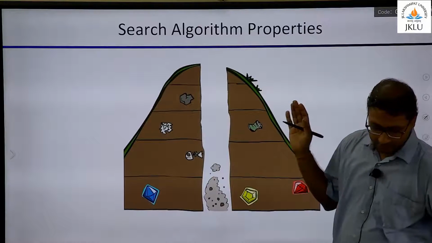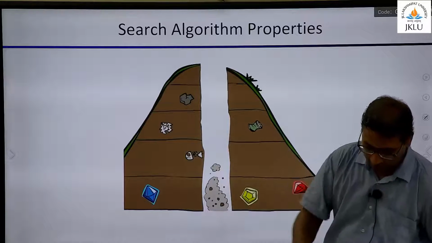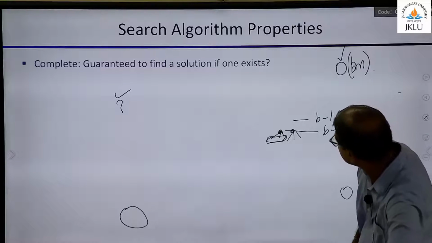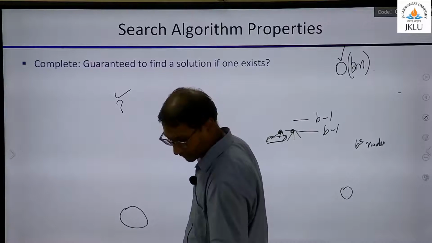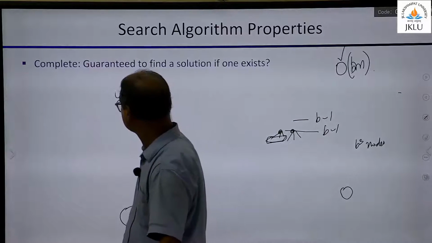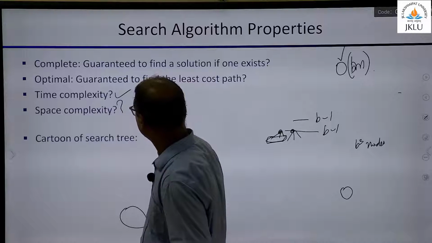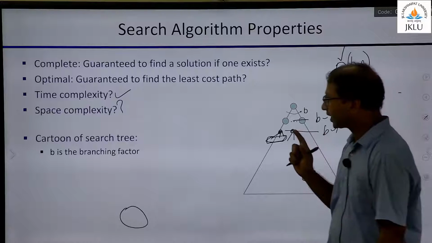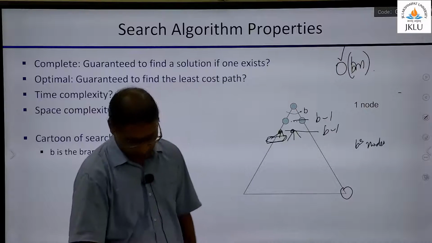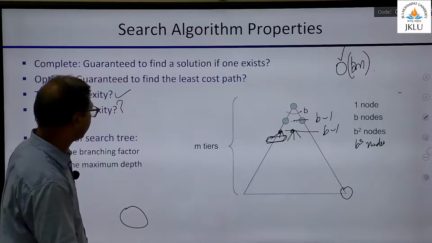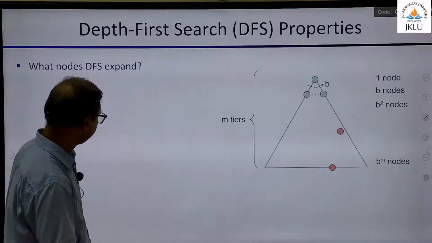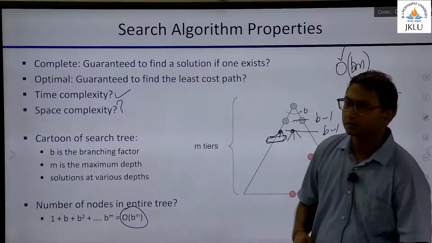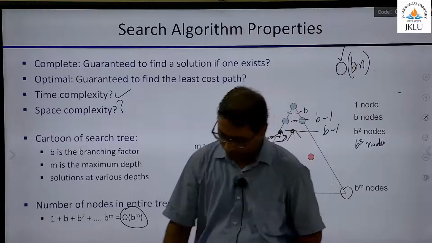So in the last class we had talked about DFS. We had talked about the completeness, we had talked about optimality, we had talked about time complexity and space complexity. Any questions until what we had done in the last class? Any questions in this? All right, so we continue.